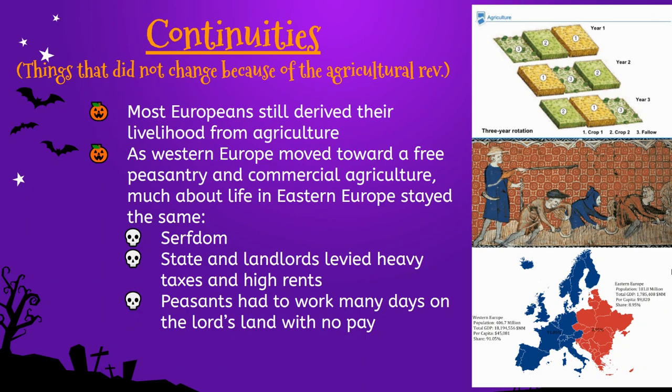And then secondly, as Western Europe moved towards a free peasantry and commercial agriculture and kind of embracing all this, much about life in Eastern Europe is going to stay the same. Right? Serfdom was still being used in Eastern Europe. Nobles could continue to dominate economic life on large estates. State and landlords levied heavy taxes and high rents. Peasants had to work a lot of hard days on the lord's land with no pay, right? We have places like Austria, Prussia, and Russia especially. And then again, in contrast to Western Europe, where serfs could own land and pass it on to their children. Right? We're seeing huge differences between Eastern and Western Europe.